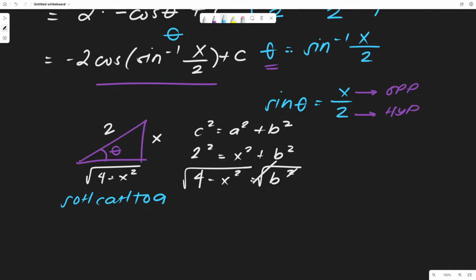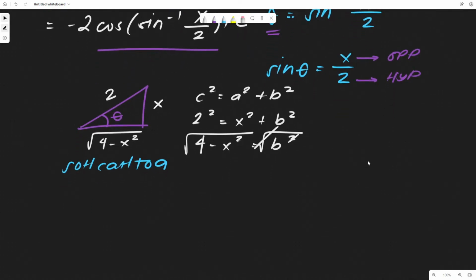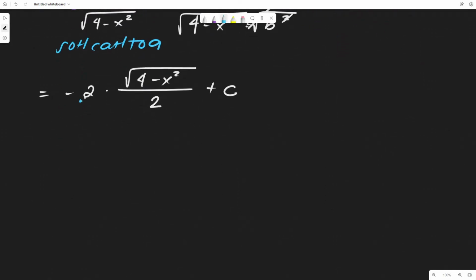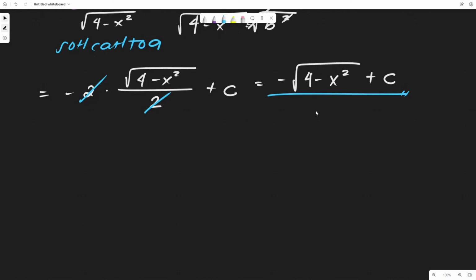So, kukunin natin the square root of 4 minus x squared over 2. Yun ngayon yung ipapalit natin dito sa buong trigonometric function natin. So we will have negative 2 times square root ni 4 minus x squared over 2 plus c. Yan kasi yung cosine theta natin kanina, 'di ba? So makaka-cancel yun obviously. So the final answer is negative square root ni 4 minus x squared plus c. This is our final answer.